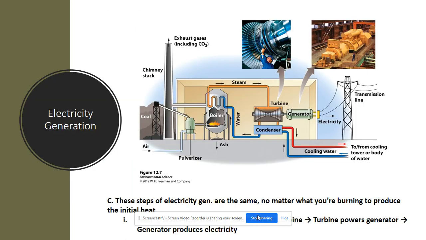Now, how is that energy harnessed and actually turned into electricity? Typically at a coal power plant or a natural gas power plant, they turn that energy into electricity very similarly. The general steps for each: we take that fossil fuel, such as coal, and we combust it. You're going to burn it, and that's going to produce heat.